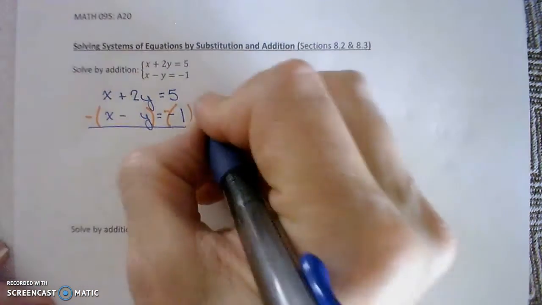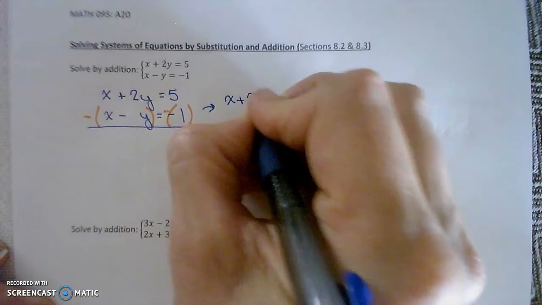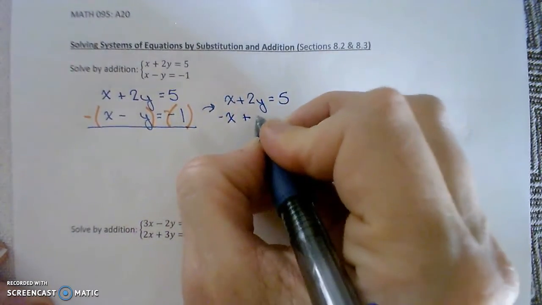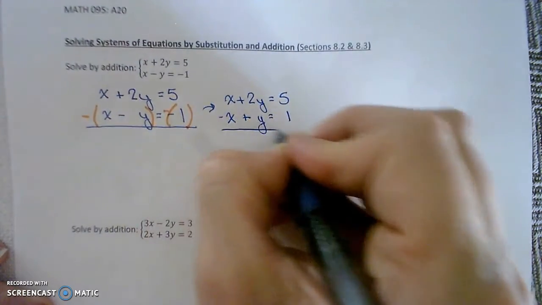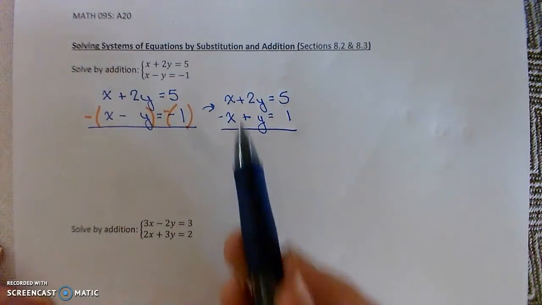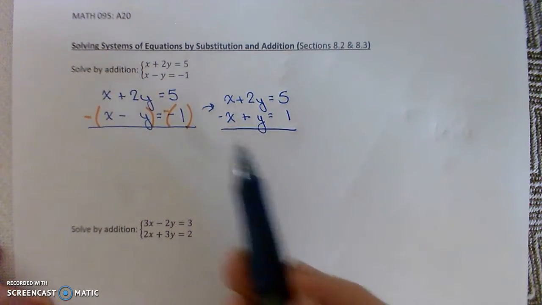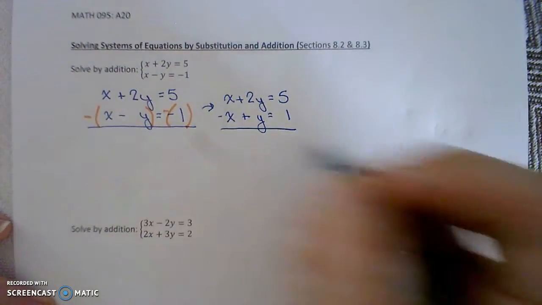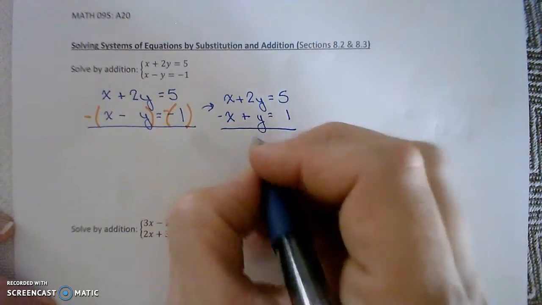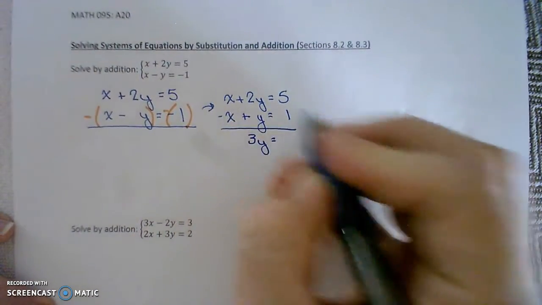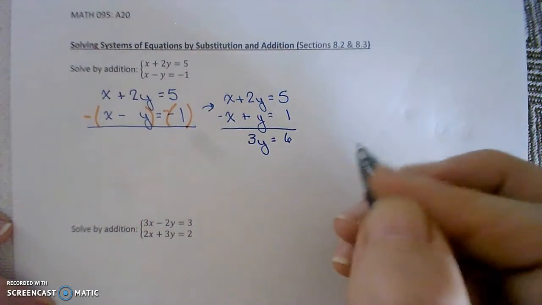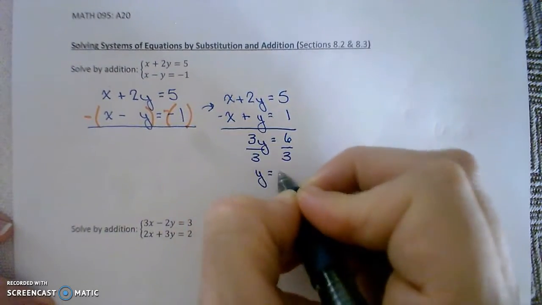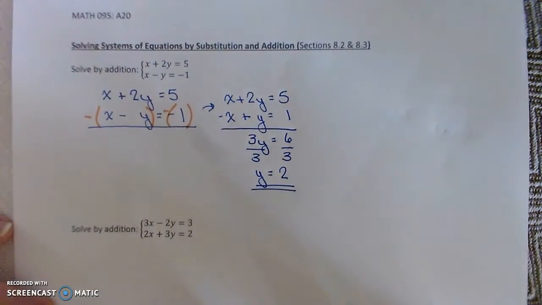Let me just rewrite what I've got here. x plus 2y equals 5, and then negative x plus y equals +1. Now, if I was smart and lined up all my variables and all my like terms together, then this should go quite easy. x minus x is 0. It eliminates the x. 2y plus y is 3y. And 5 plus 1 is 6. So this gives me a new equation in just one variable to solve. Divide both sides by 3, and I've got y equals 2. So this gives me the y coordinate of the solution.